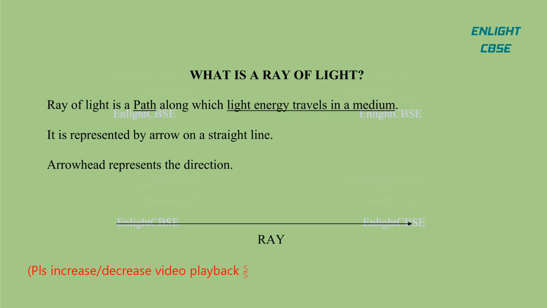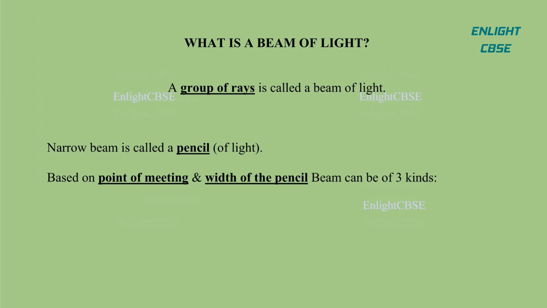What is a ray of light? A ray of light is a path along which light energy travels in a medium. It is represented by an arrow on a straight line. The arrowhead represents the direction. What is a beam of light? A group of rays is called a beam of light. A narrow beam is called a pencil of light.